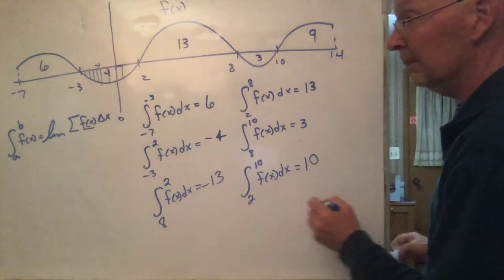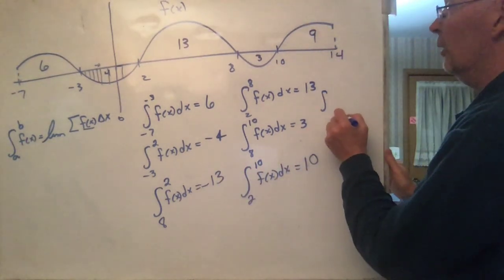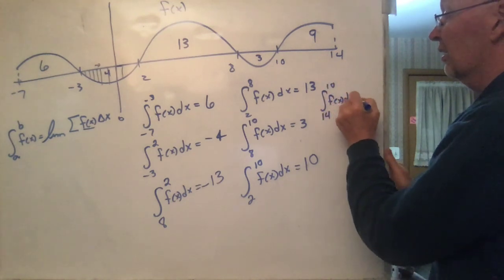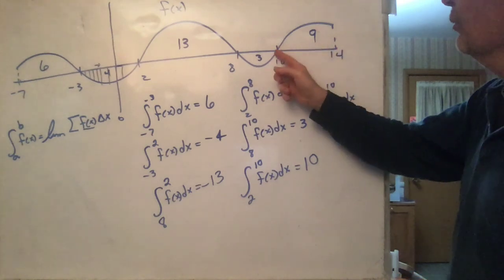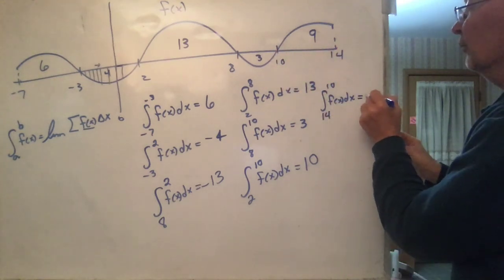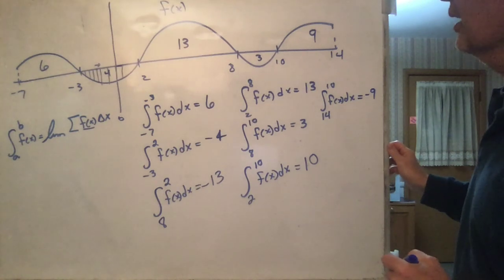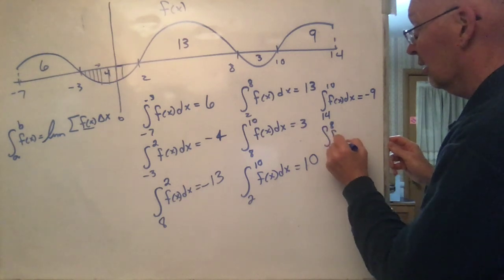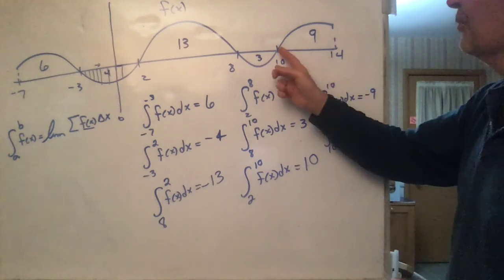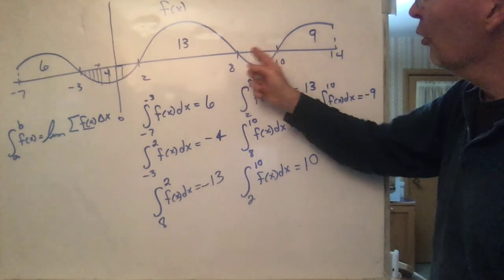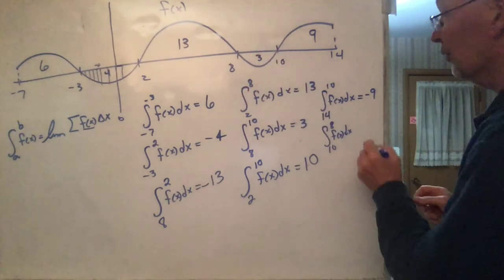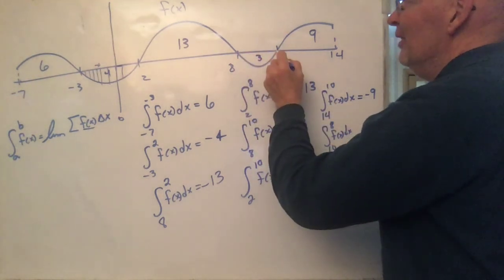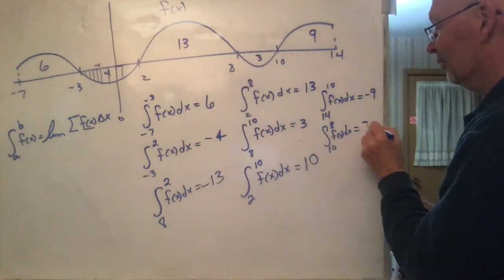How about from, running out of space here, how about from 14 to 10? From 14 to 10 is going to be what? -9? Because you're going from left to right. Okay. How about from 10 to 8? From 10 to 8, well, let's see. It's negative, but you're also going backwards. So it's going to be negative of a negative, so it's going to be back to, let's see. From here to here would be -3, so from here to here would be +3. So it's going to be +3.